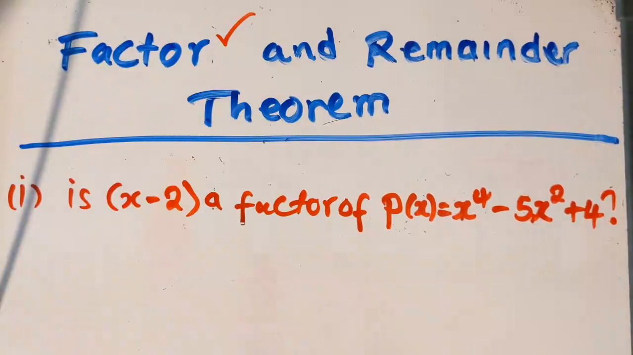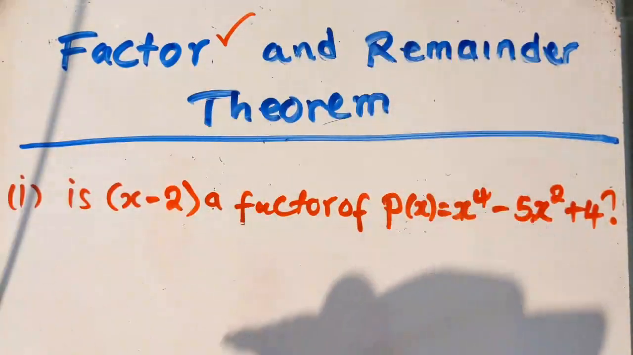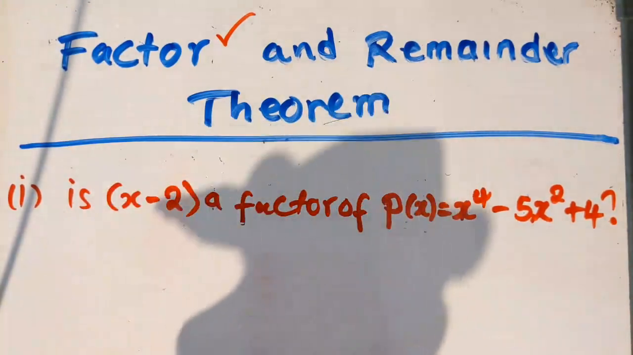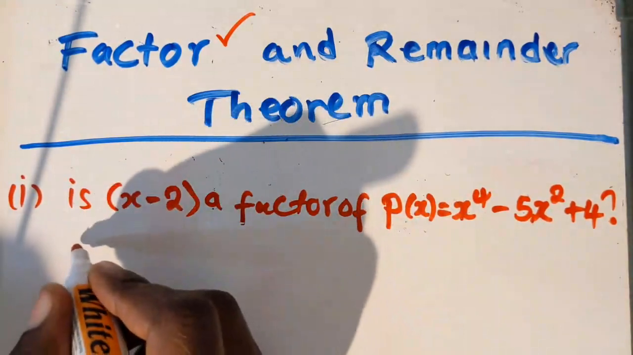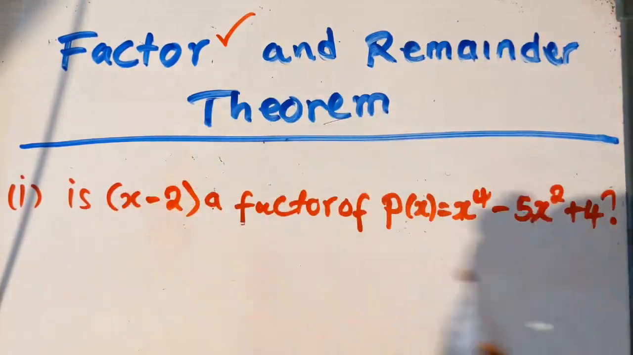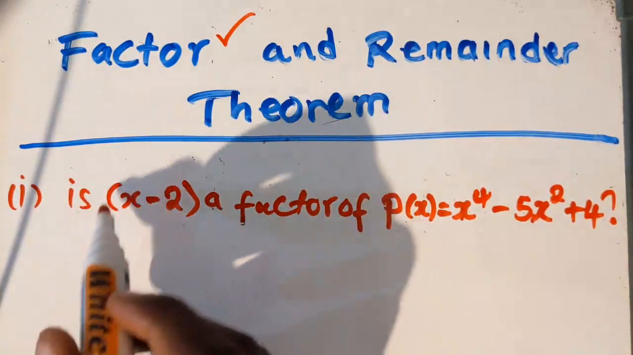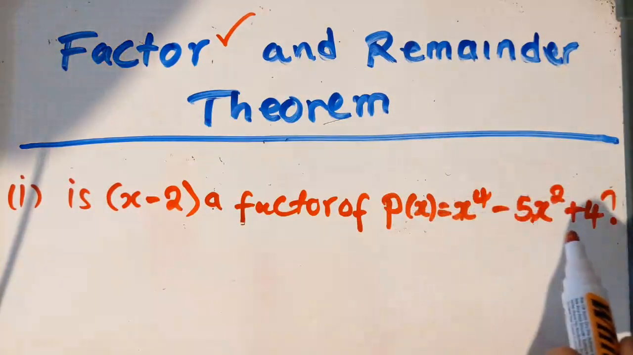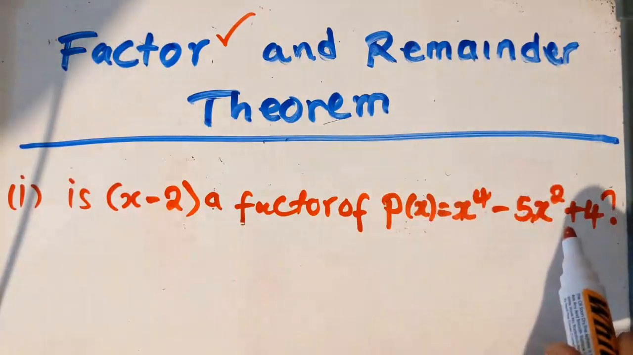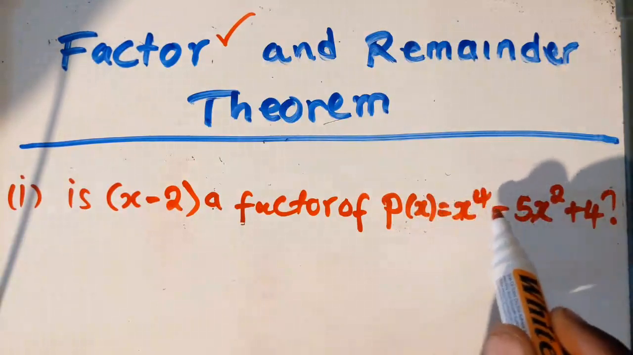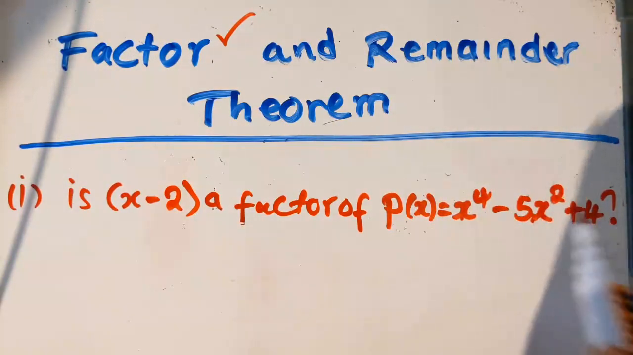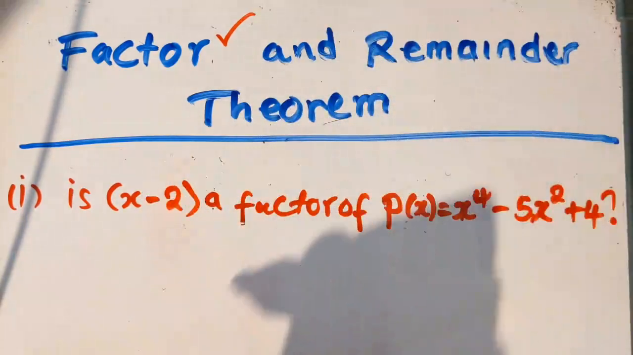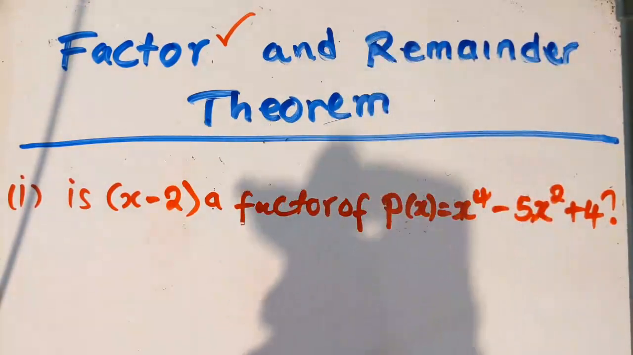You need to know what the factor theorem is in order to solve this question. Let me explain before I solve it, because this question is asking: is x minus 2 a factor of this polynomial, p of x equals x to the power 4 minus 5x squared plus 4? It is asking us, is this a factor of that? Let's see what the factor theorem says.